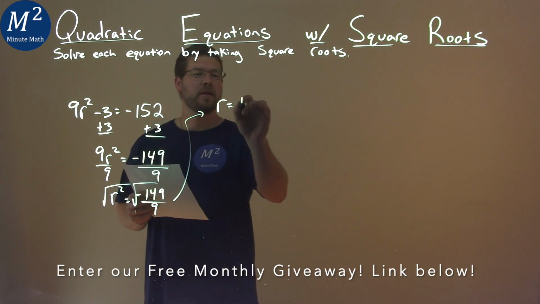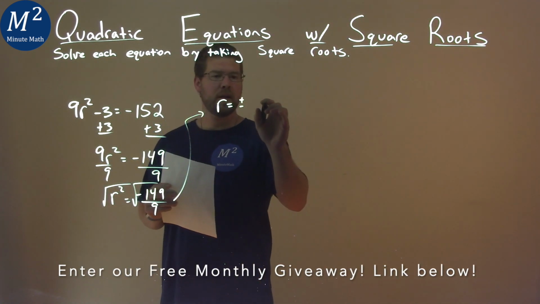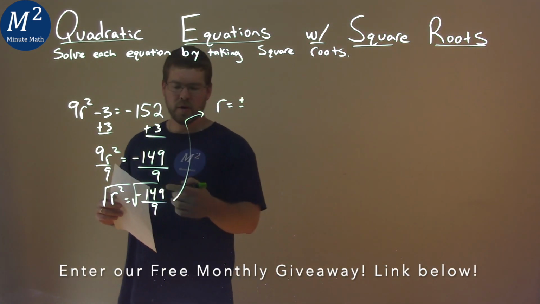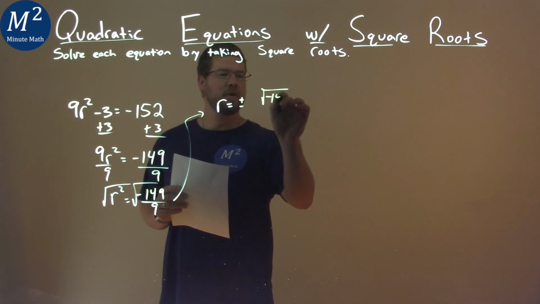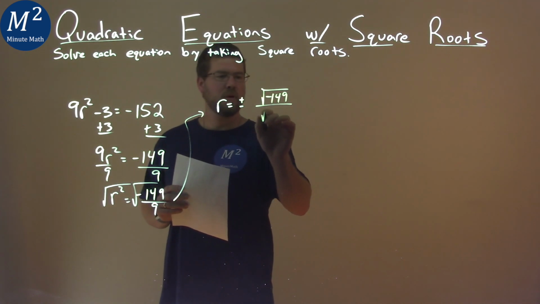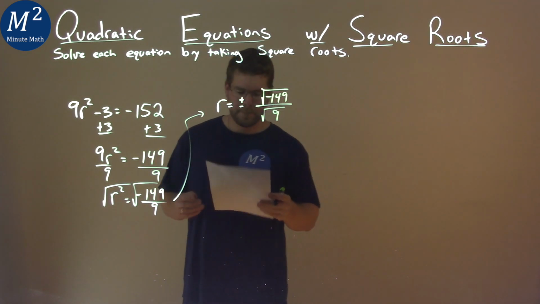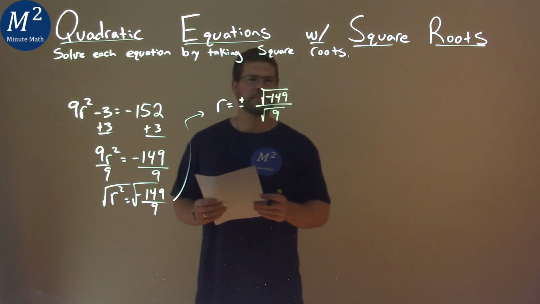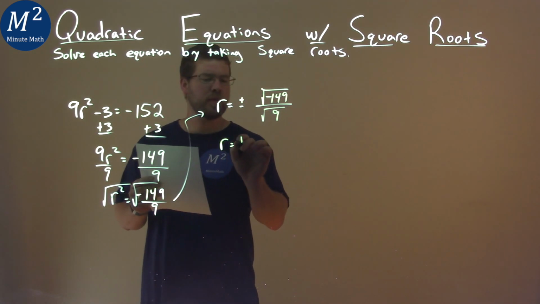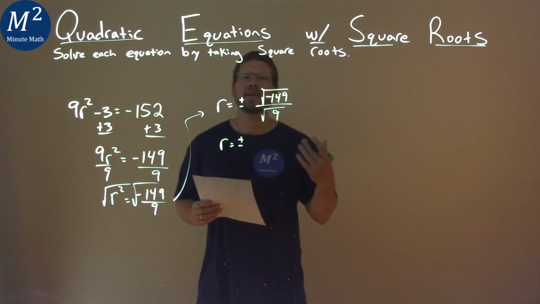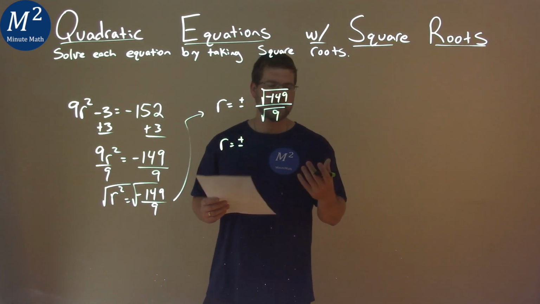We have to do a plus or minus. And we have plus or minus the square root. And the square root can go to the numerator and denominator individually. So the square root of negative 149 over the square root of 9. Well, breaking this down a little more, r equals plus or minus. Here, we can't take a square root of a negative, so we're going to have an imaginary number here.